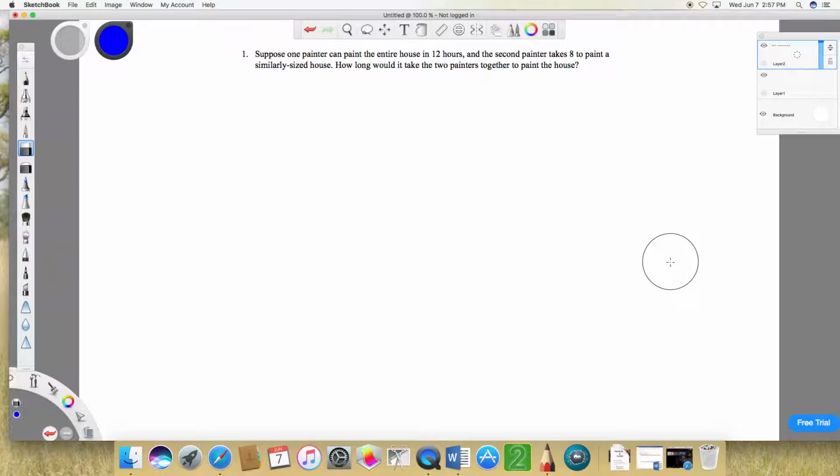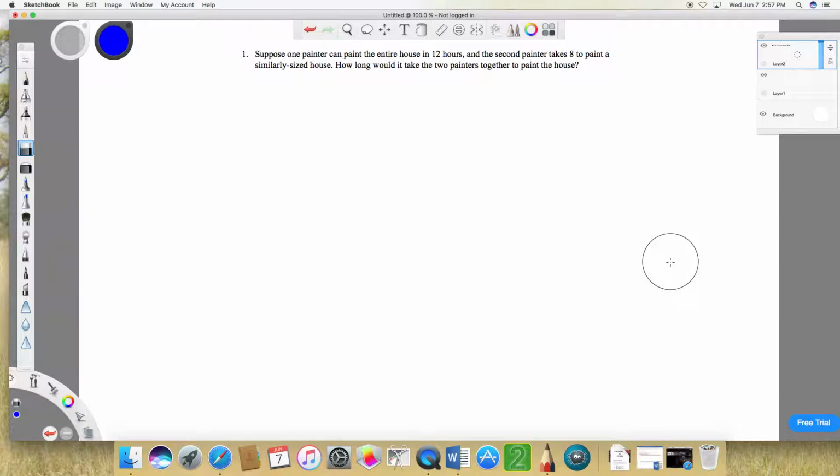So here we have, suppose one painter can paint the entire house in 12 hours, and the second painter takes 8 to paint a similar sized house. How long would it take the two painters together to paint the house?